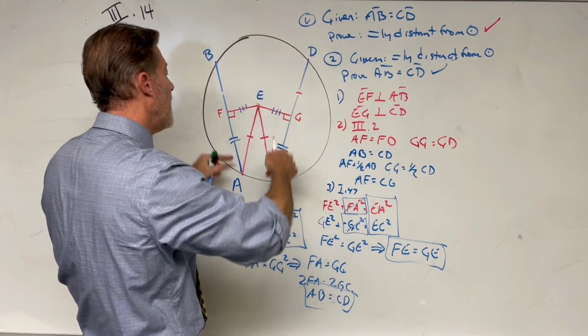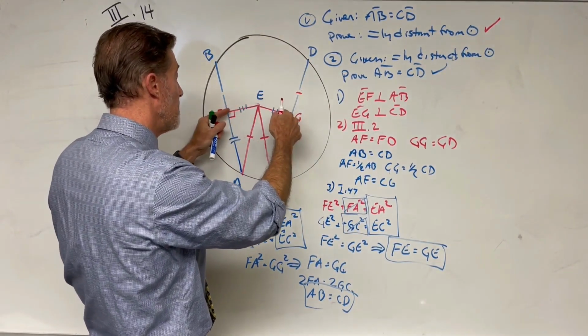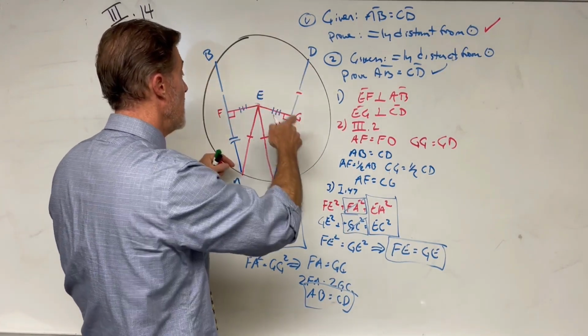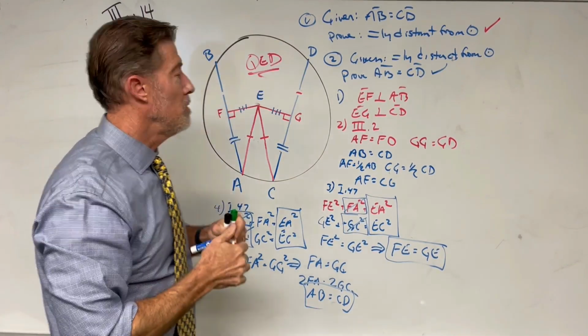Therefore, equal lines in a circle are equally distant from the center, or if two lines are equally distant from the center, then they are equal to each other. Since we have proved that, we conclude QED.